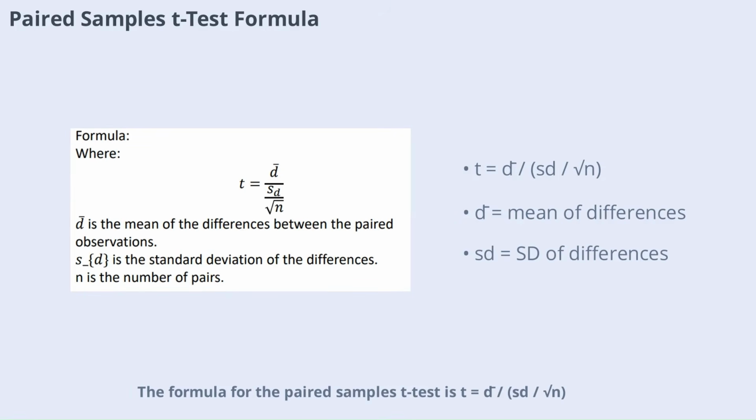The formula for the paired samples t-test is t equals d-bar divided by s_d over the square root of n, where d-bar is the mean of the differences between paired observations, s_d is the standard deviation of those differences, and n is the number of pairs. This test helps you determine if the change between conditions is statistically significant.